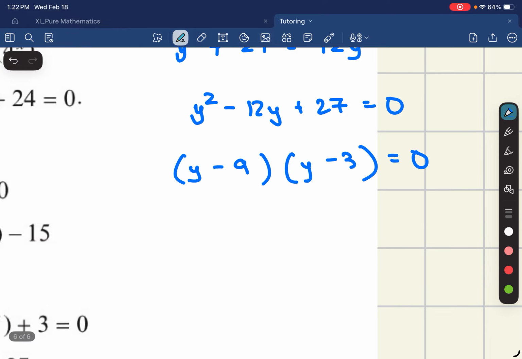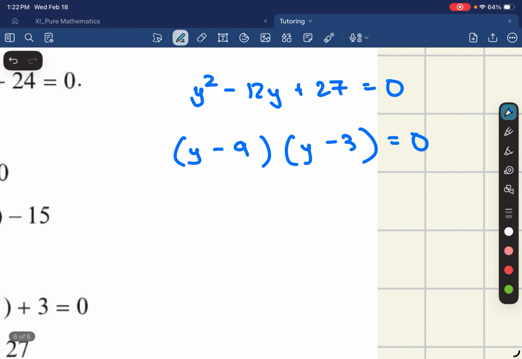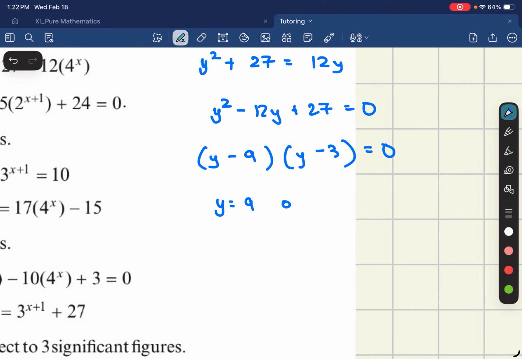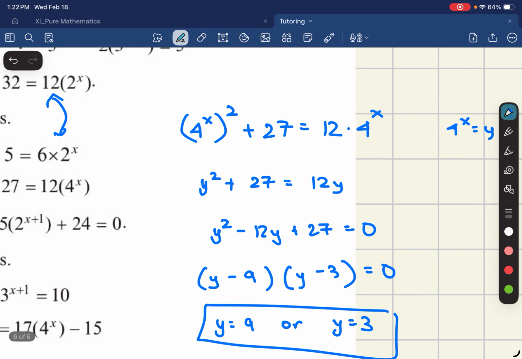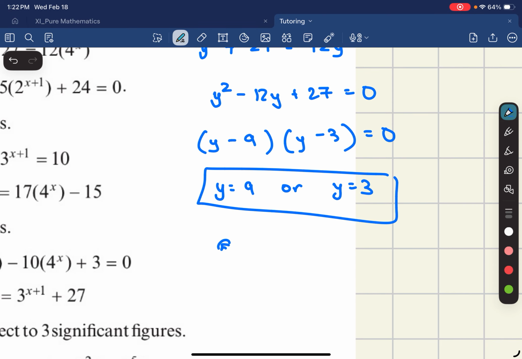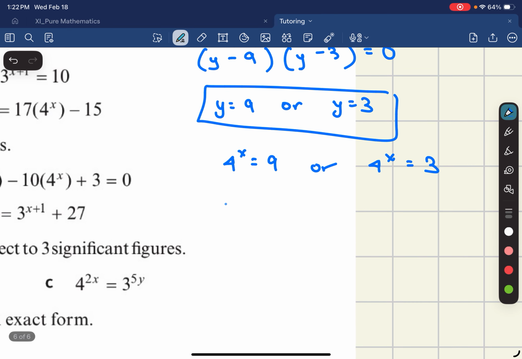So you can solve it using the quadratic equation. You can try to use the sum and product method to factor it out. But I'm skipping some steps because these are things that I believe you should practice on your own, and once you get used to it, you can easily see. So I get y is 9 or y is 3. And once you get this, you can say that this was 4 to the x. 4 to the x is 9 or 4 to the x is 3. And you get x is log 9 over log 4, or x is equal to log 3 over log 4.